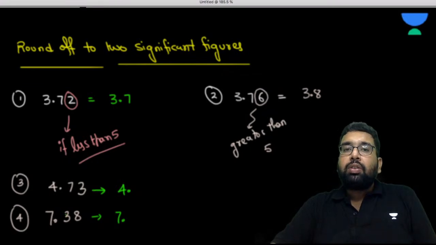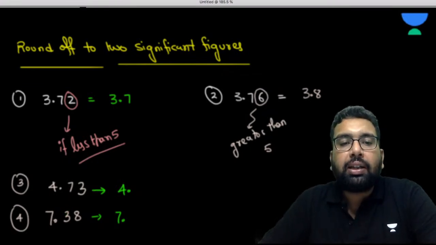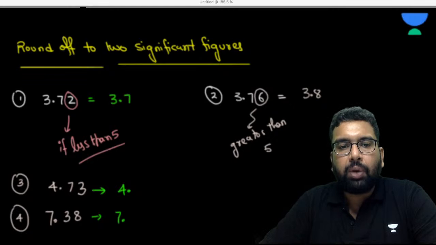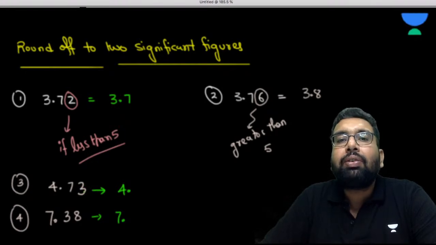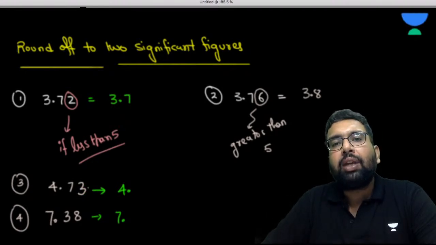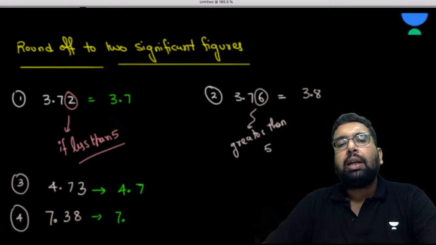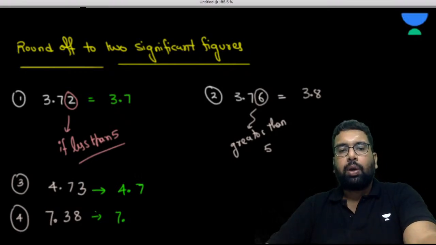Now, the question is whether you have to increase this 7, or whether you have to keep this 7 as it is. So you have to check the next number to 7. This is 3. So when this is 3, you are going to keep it the same, because obviously it is less than 5.